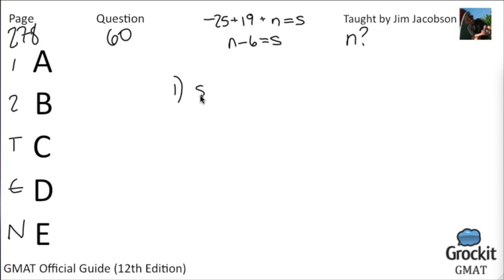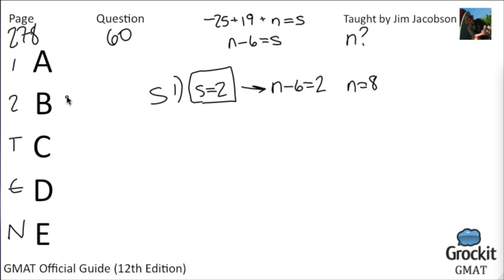Statement 1 tells us that s equals 2. Well, that flat out gives us a value for s. We could plug this in here, so n minus 6 equals 2, so n equals 8. And of course, we didn't have to do that math if we recognized immediately that this gave us another unique equation for our two variables, one equation problem. And so this on its own, without even doing the rest of this math, was sufficient. So statement 1 is definitely sufficient. We can cross off B, C, and E.